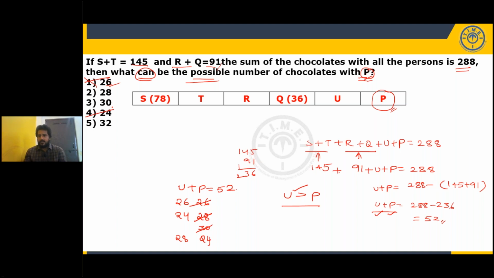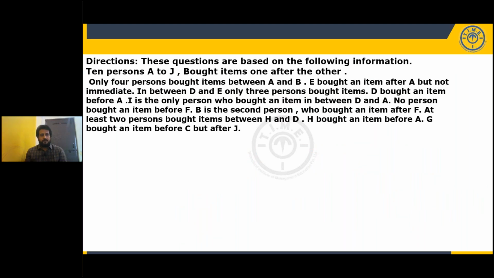In other puzzles, we are not taking up the questions, just discussing the puzzle. Next: 10 persons A to J bought items one after the other. Whenever you come across this kind of question, one after the other, you may doubt what the basic structure should be. It is simple. There is one person who bought the item first, one more person who bought the item second. So fix the order in that way.